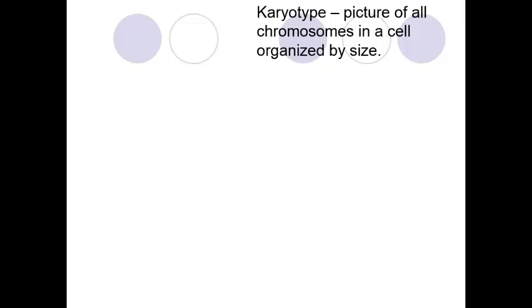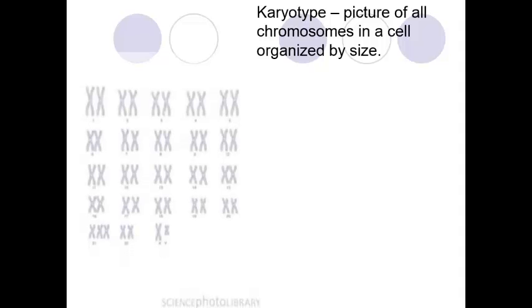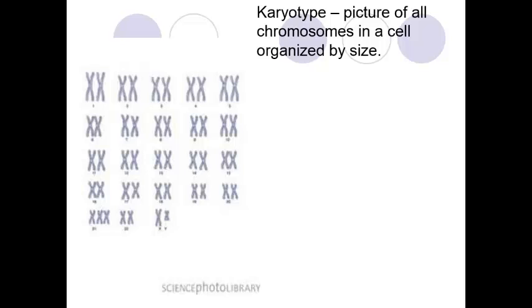A karyotype is a picture, and it shows all of the chromosomes that are in a single cell, and it organizes them by size. So here is an example of a karyotype. It puts the largest ones first, and it's pairing them together. Notice you don't have 46 pairs. You have pair 1, which has 2 in there, pair 2 has 2, and pair 3 has 2, and everything should have 2. Your sex chromosomes actually go at the very end.